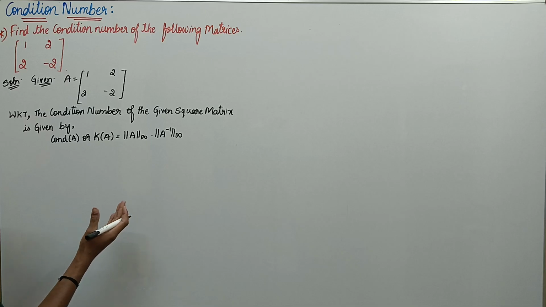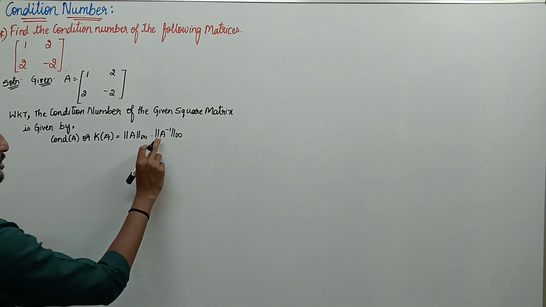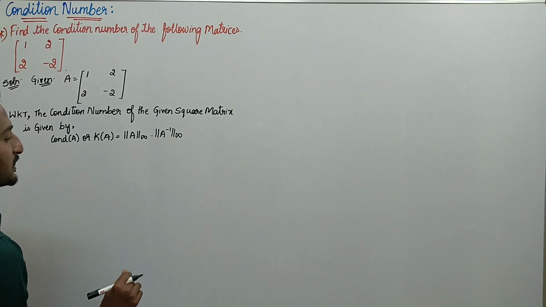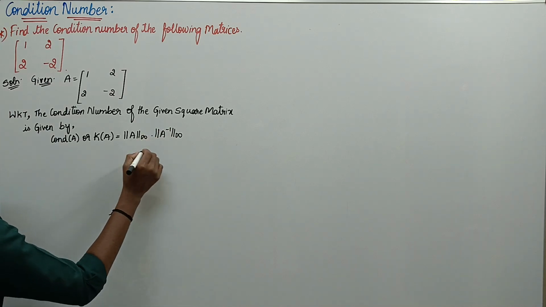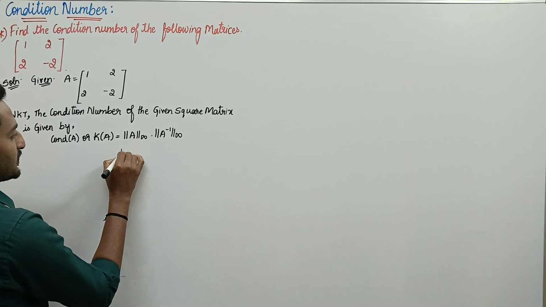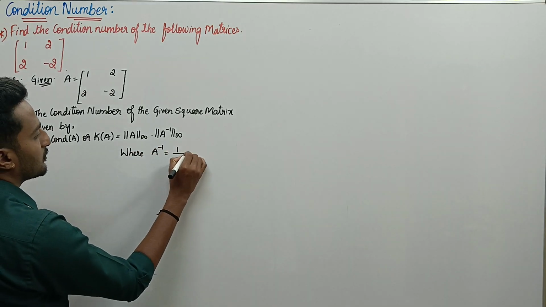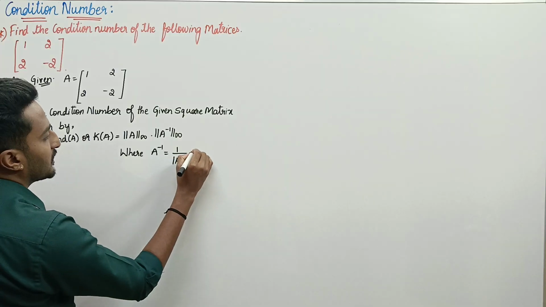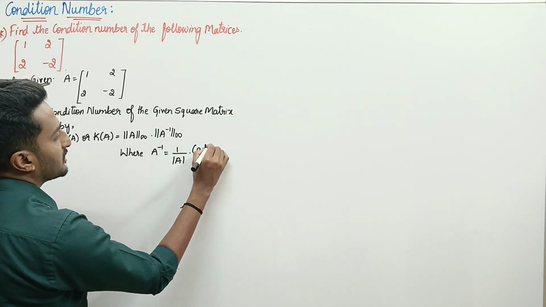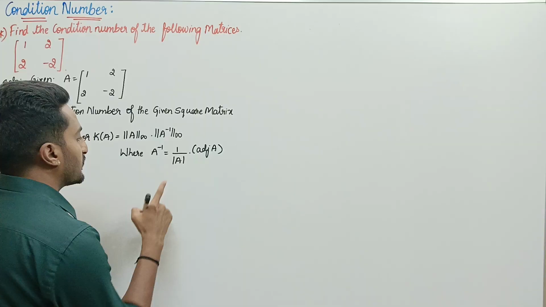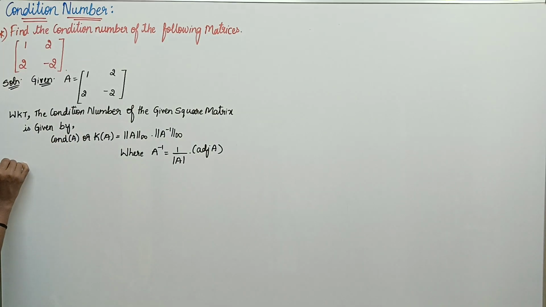We can find norm A infinity. Then we are supposed to find norm A inverse infinity. First, let us find A inverse, where A inverse is represented by 1 by determinant of A into adjoint of A. Okay, first let us find determinant of A.